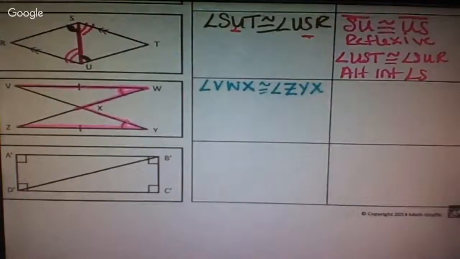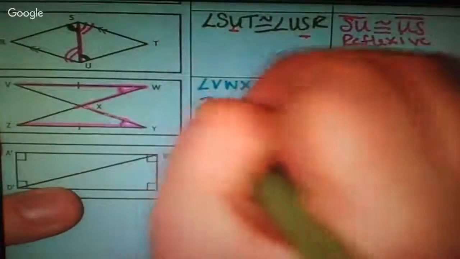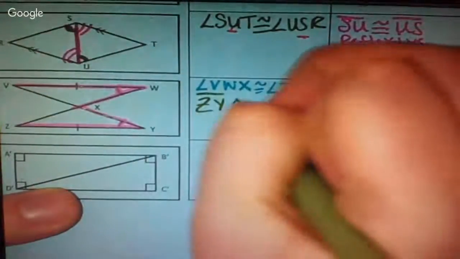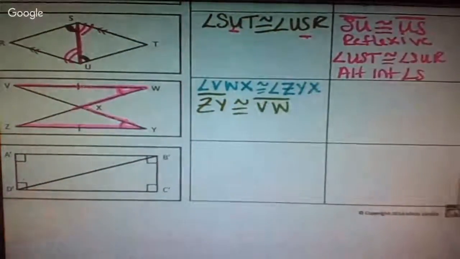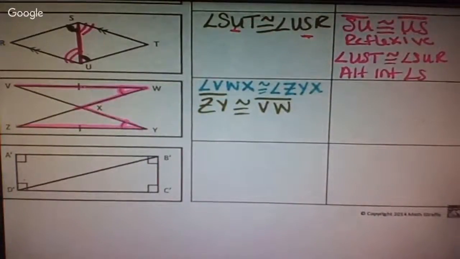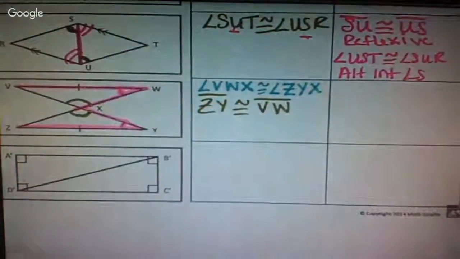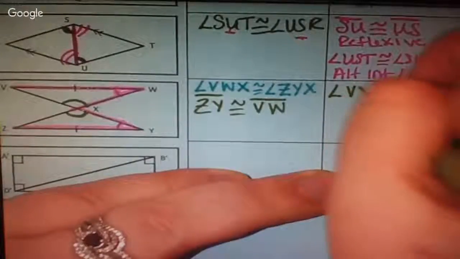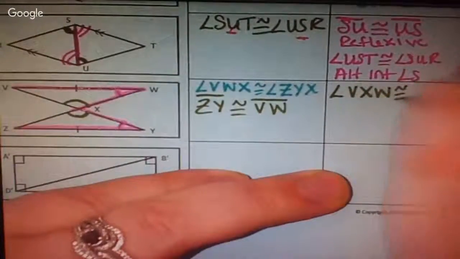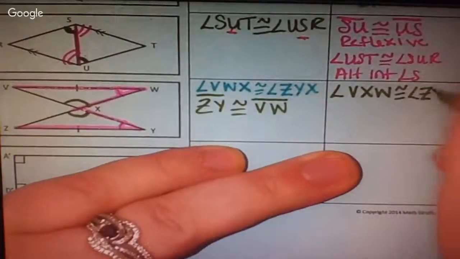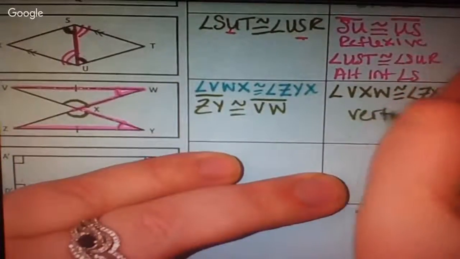Vertical. What have they marked? ZY is congruent to VW. Now, what do they not have marked that we know because of our theorems? They got X, so they're vertical. This angle right here and this angle right here are vertical angles. So I can say that angle VXW is congruent to angle ZXY, and these are vertical angles.